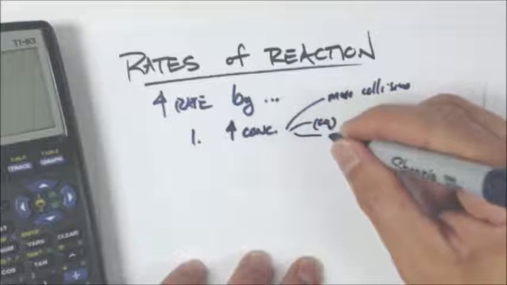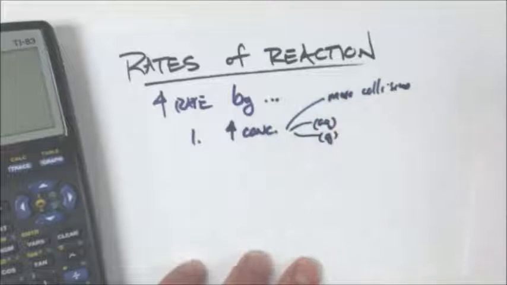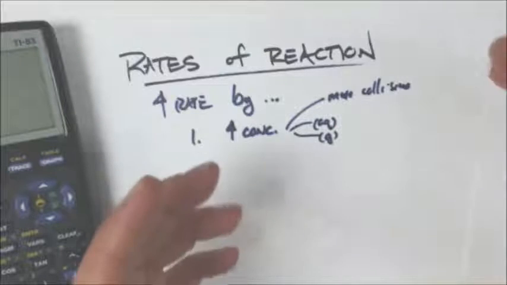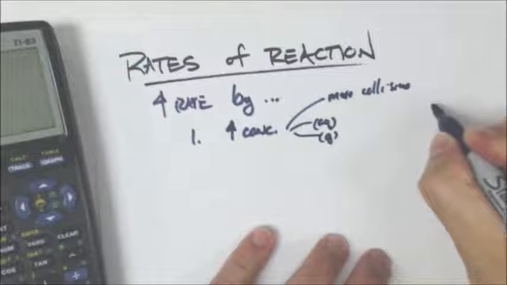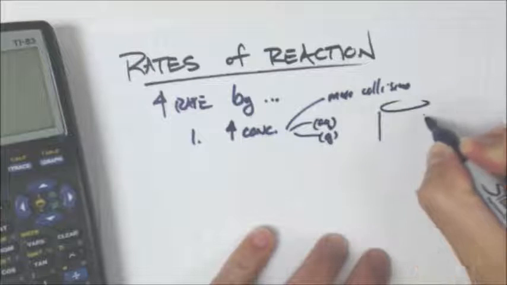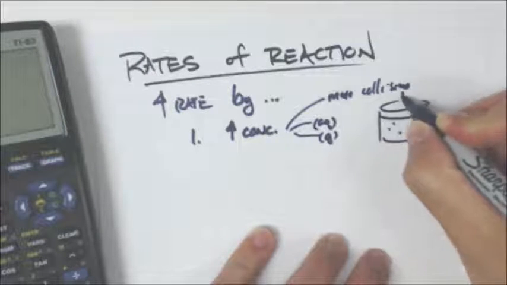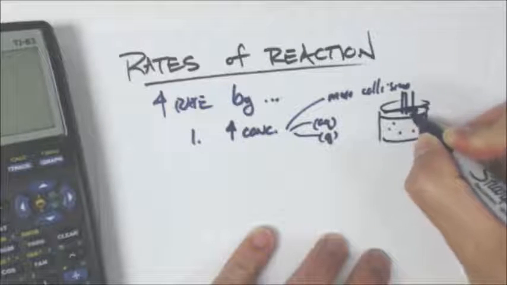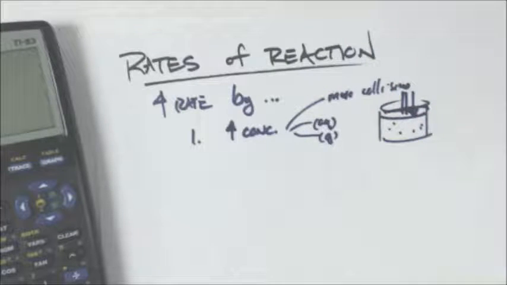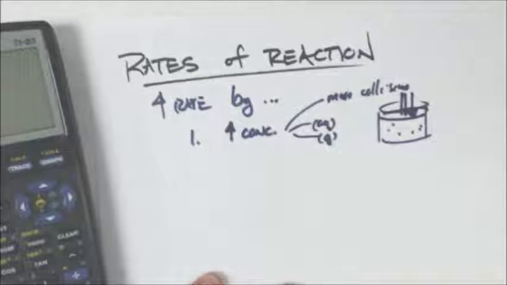And then if it's a gas, something that's in the gaseous state, you can do that by decreasing the size of the container. So you can take a gas that's in this size of a container floating around like this, and you can push that piston down. And as you push that piston down, the gas molecules are in a smaller amount of space, and they'll bump into each other more often. More collisions, faster rate of reaction likely to occur.